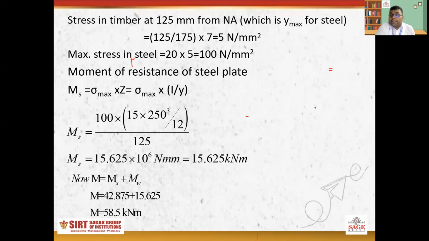So because we know that sigma, देखो आपको पता है ना, sigma is proportional to the y. Okay, so ये वाला इसके proportional है, so it is dependent on the y. ठीक है. So this is the concept के use करके आप देखिए. So what we are going to calculate is the stress in the timber at 125 mm from the neutral axis, which is maximum for the steel.